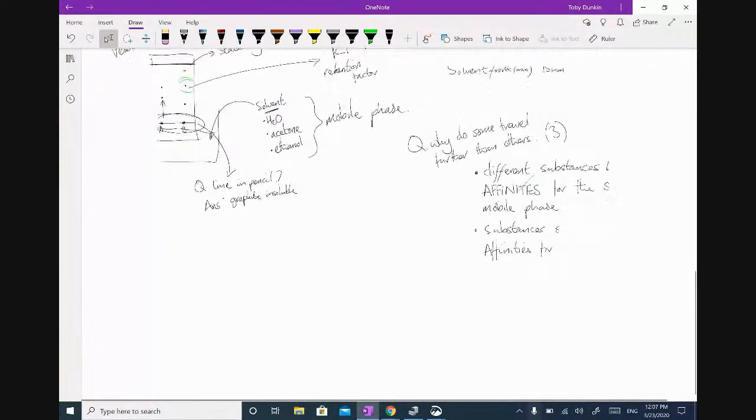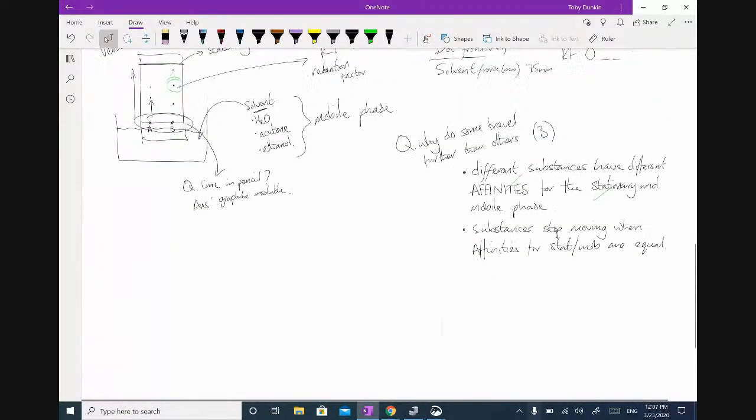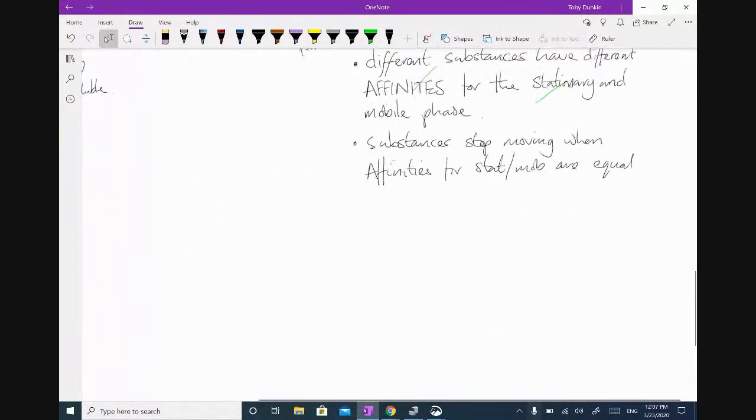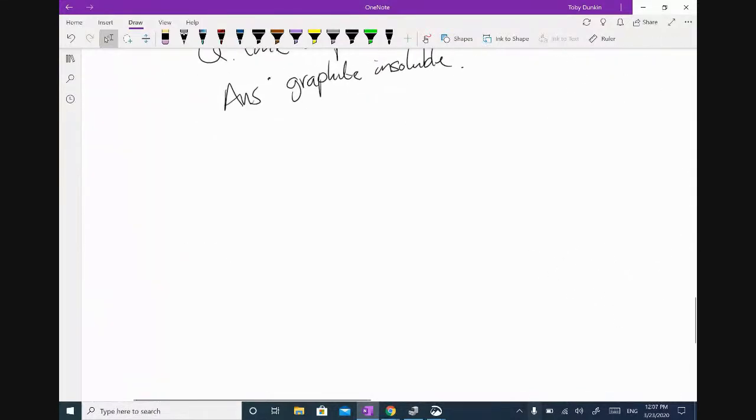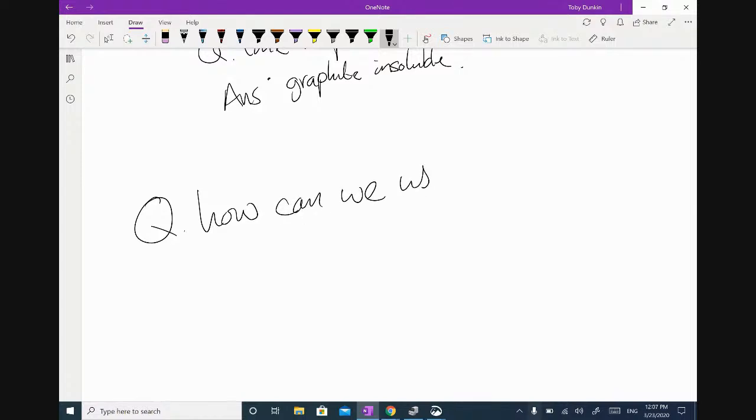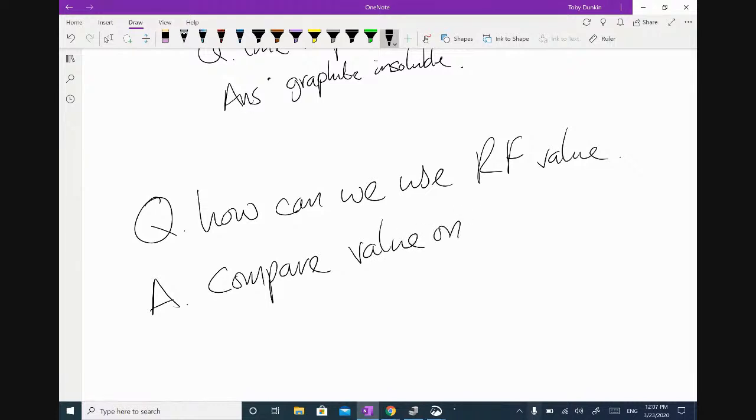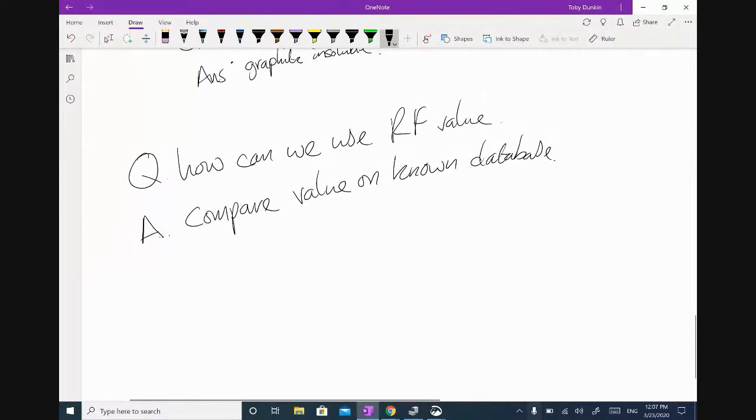Different solvents, by the way, will give you different RF values. And again, how could you use an RF value? Second question: how can we use RF value? Answer: compare the value on a known database, a database of knowns. It's actually quite a fun game to do this.